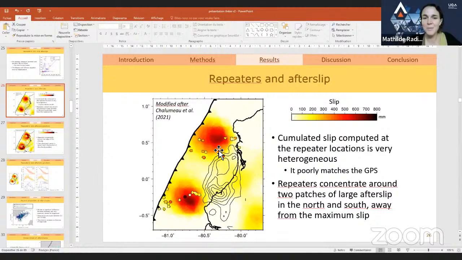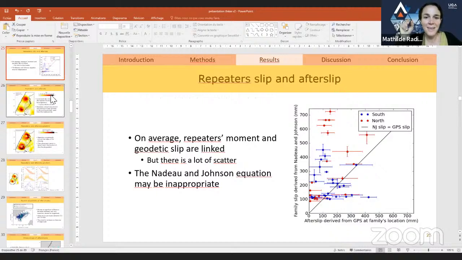Okay. One thing when you do that is how you assess the uncertainties, especially for the repeating earthquake slip, because when you make this plot of repeating earthquake slip versus GPS slip, I was a bit surprised that your uncertainties are so small. I think you have very small uncertainties, in fact, in the family slip derived from Nadeau and Johnson. I don't know how reliable these uncertainties are that you put on your data. I don't know where they come from.